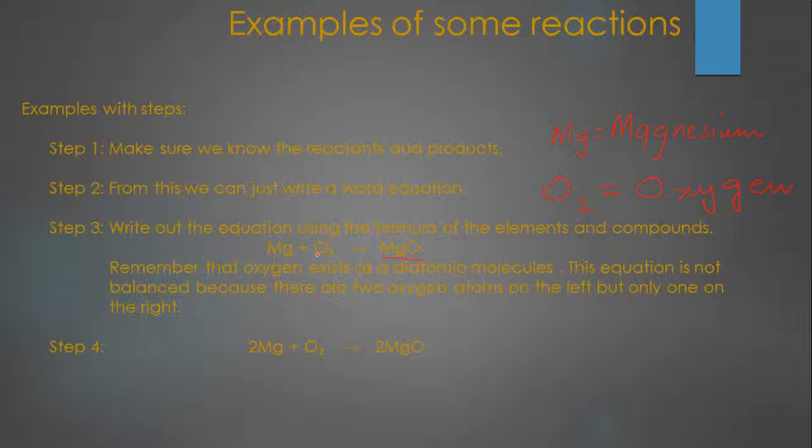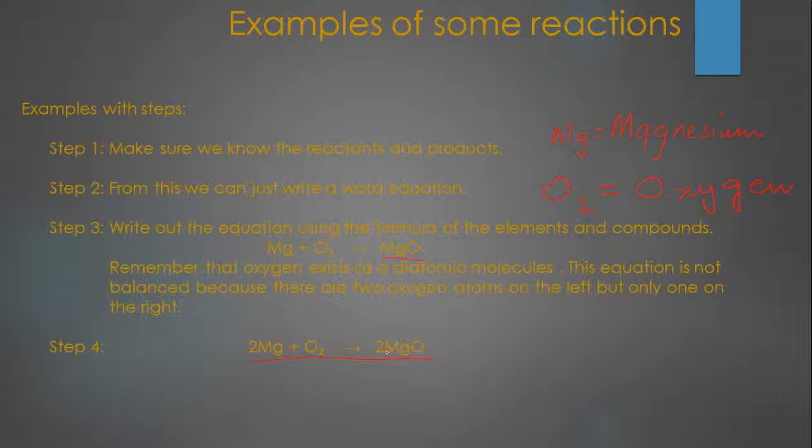How? Because we have O2, meaning two atoms of O on the reactant side, and just one atom of O on the product side. Mg is balanced, but if just one element is not balanced, it means our whole equation is not balanced. Now in this step, this is a balanced chemical equation.